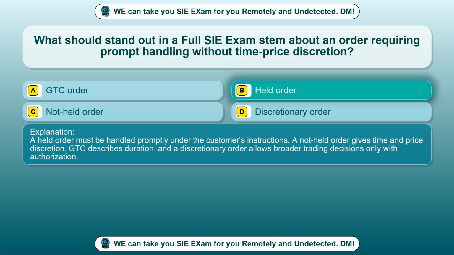A held order must be handled promptly under the customer's instructions. A not held order gives time and price discretion, GTC describes duration, and a discretionary order allows broader trading decisions only with authorization.